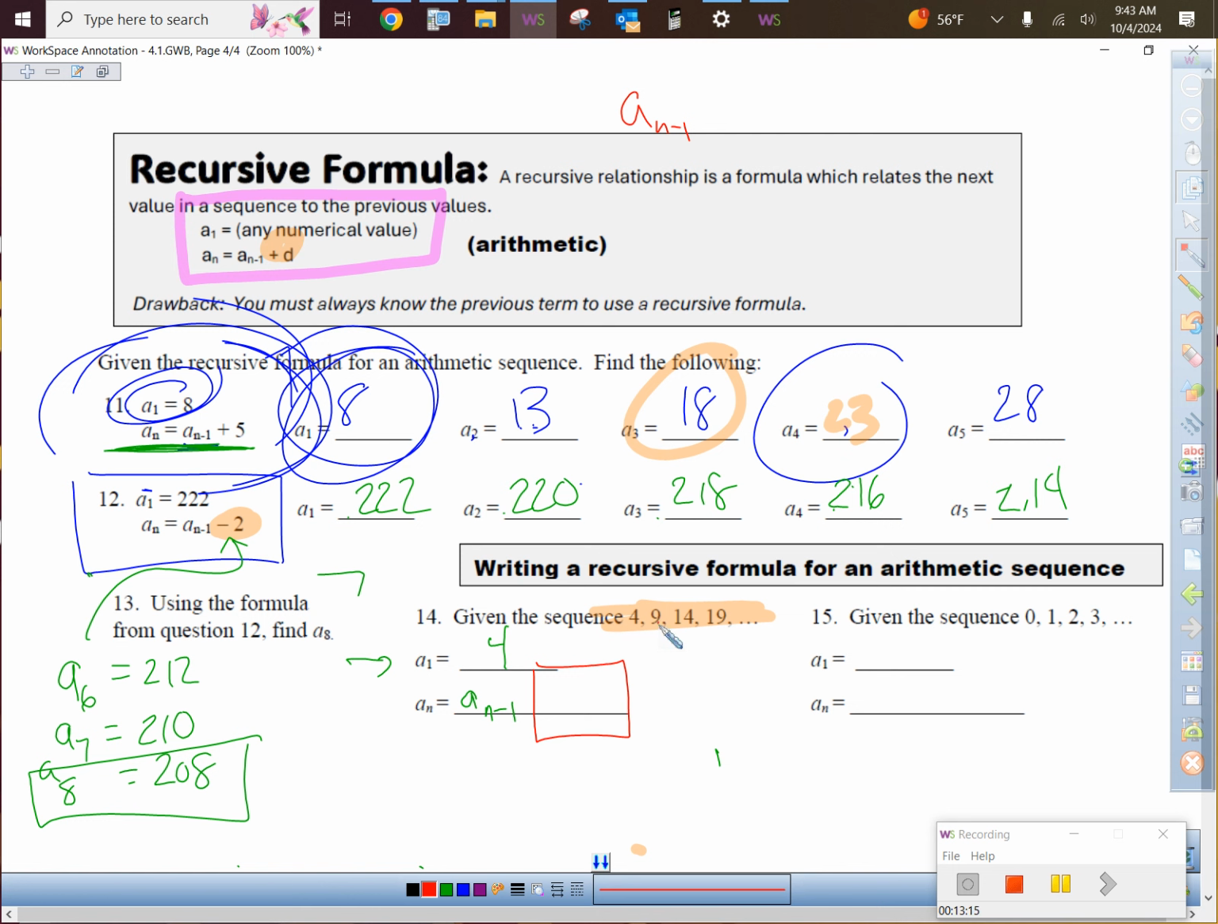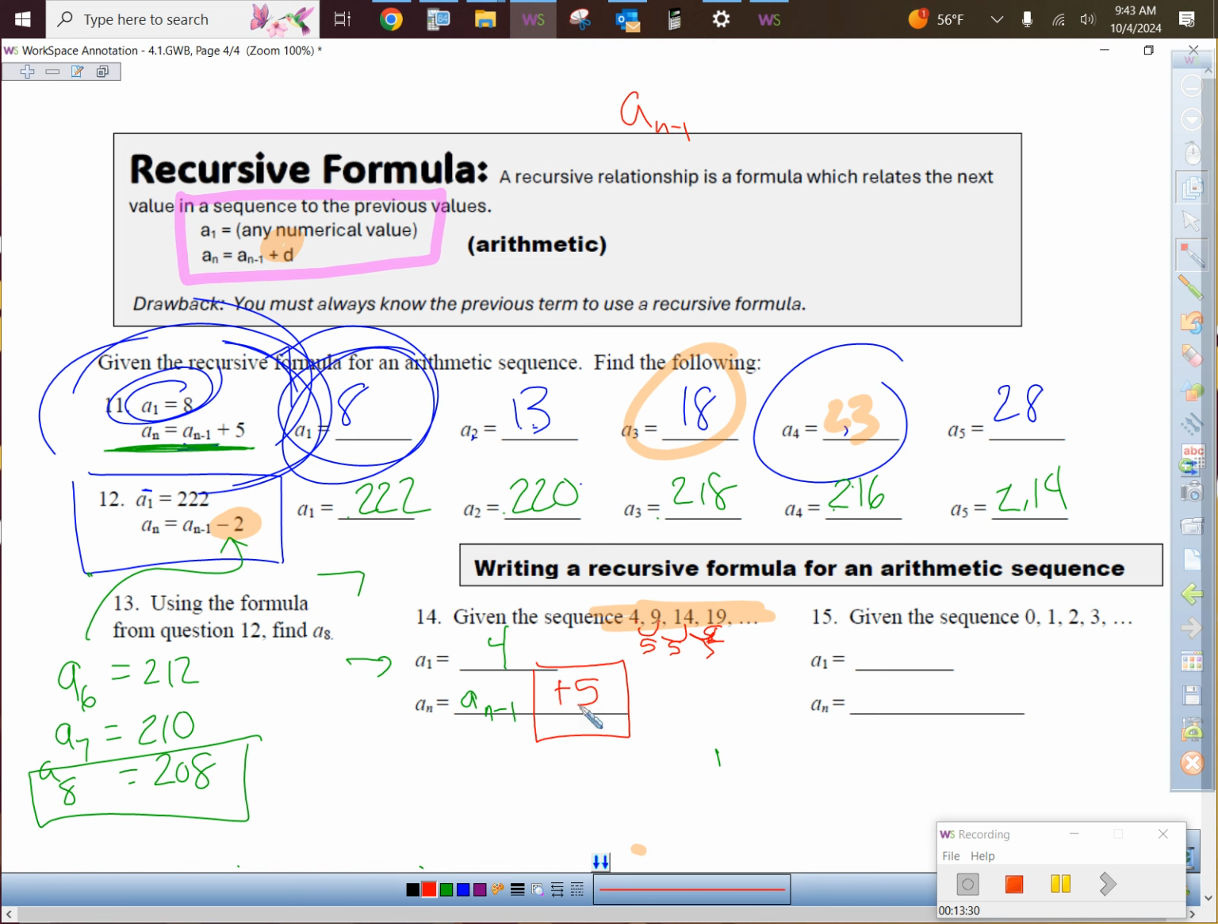How do you find that common difference? Subtract the 2nd term from the 1st term. What's 9 minus 4? 5. Do you see this is also a 5? This is also a 5. So I'm going to have to put some sort of 5 right here. Plus 5 or minus 5? Plus. So that was weird, right? But almost all of it was free. You had to put the first term right here. You had to put the previous term, which fancy way to write that is a sub n minus 1. All you have to figure out is the common difference and put it right there.